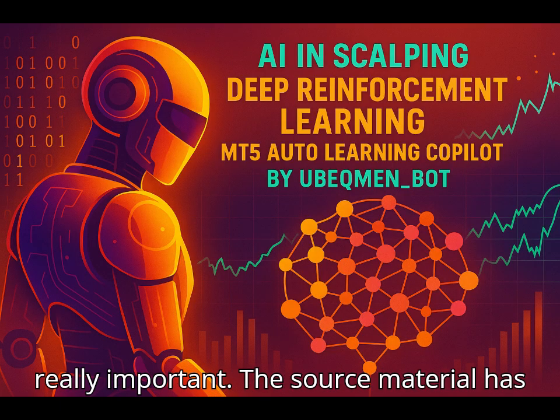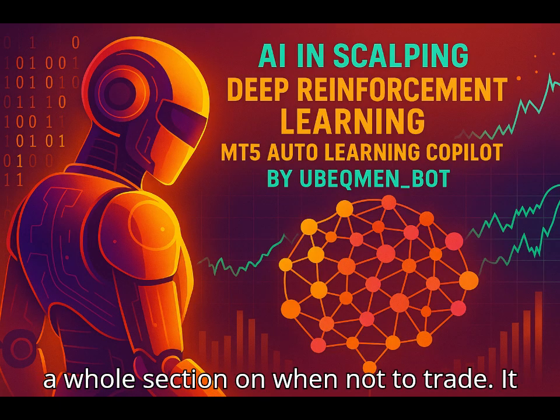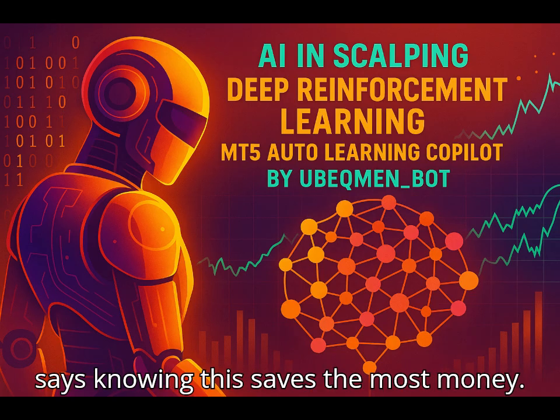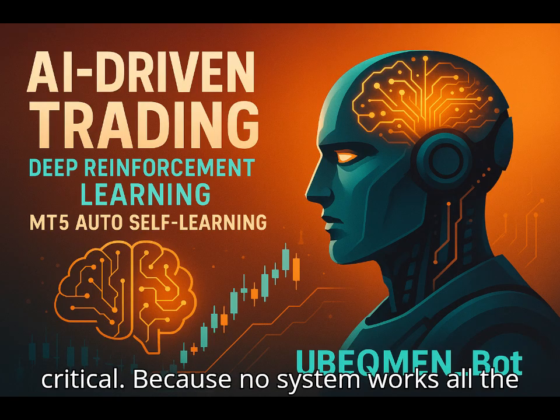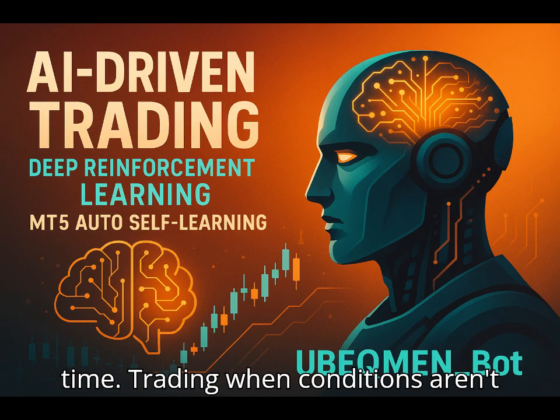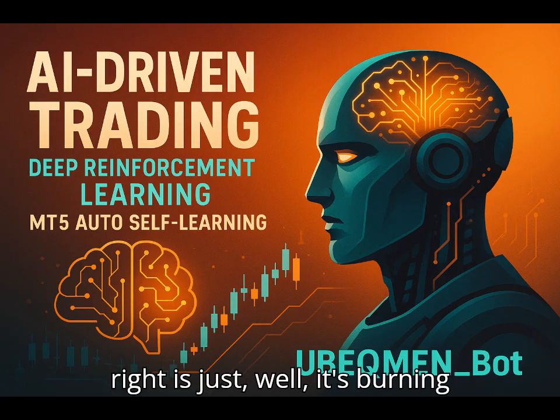Now, this seems really important. The source material has a whole section on when not to trade. It says knowing this saves the most money. Why is that so crucial? Oh, absolutely critical. Because no system works all the time. Trading when conditions aren't right is just, well, burning capital.